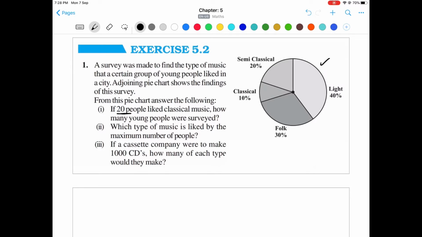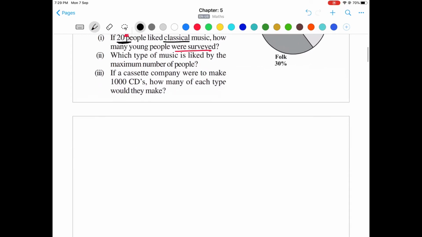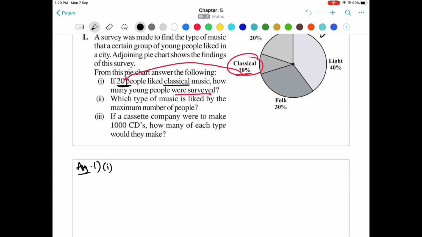So in number, there are 20 people who like classical music. Okay, in percentage you will find that the number of people who like classical music is 10%. That means this 10% is equal to 20. Okay, if 10% is 20, you can find its 100%. That will be the number of people surveyed. Okay, let's see here. This is answer number 1, part 1.